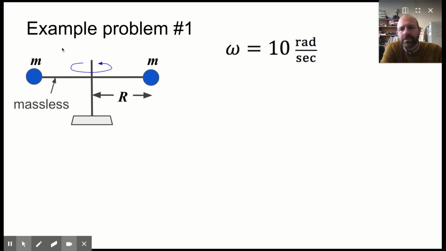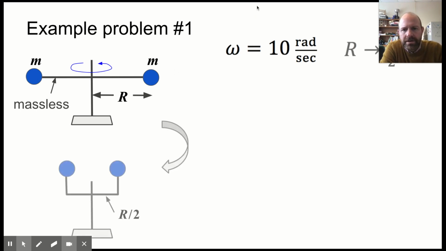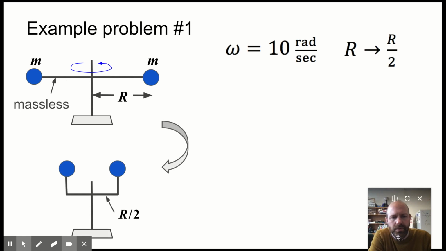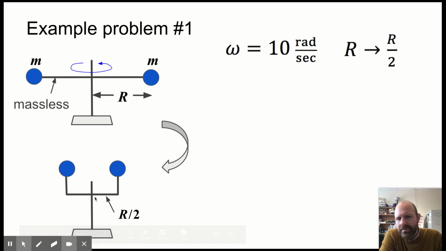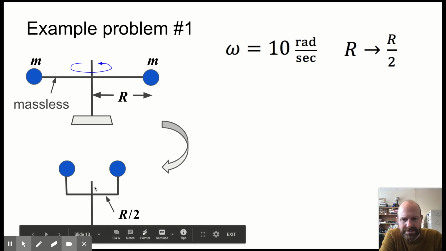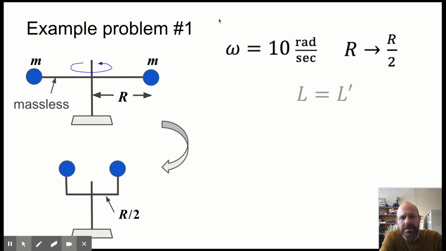So let's look at an example or two. If you have two masses at the end of a rod, we have a moment of inertia of 2mr squared, which is a relatively straightforward situation. The r that we have, if we were to lower that distance, make it r over 2, maybe we fold up those arms, what would happen to the angular momentum? Well, angular momentum should be conserved as long as this can be done internally. I omega equals I prime omega prime.